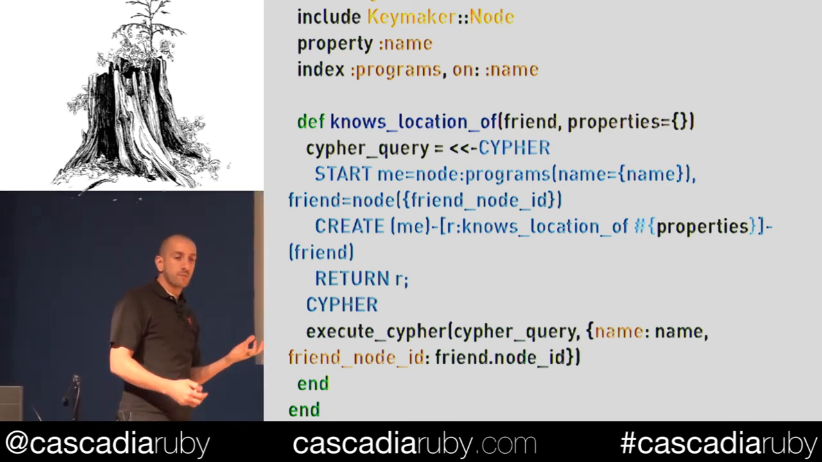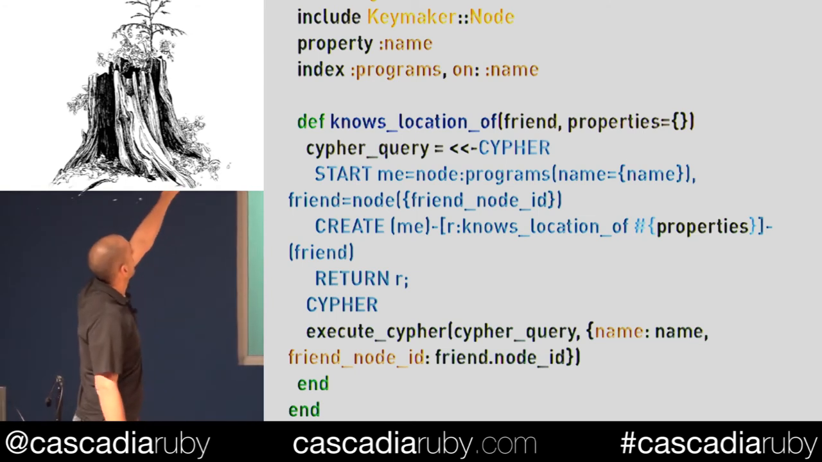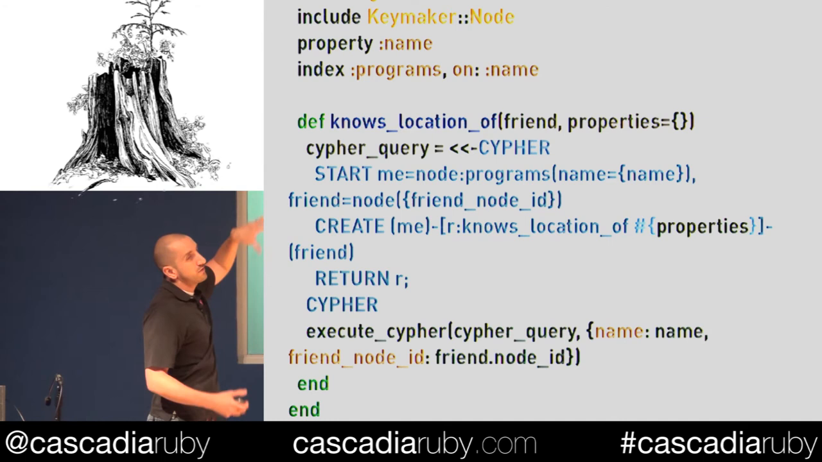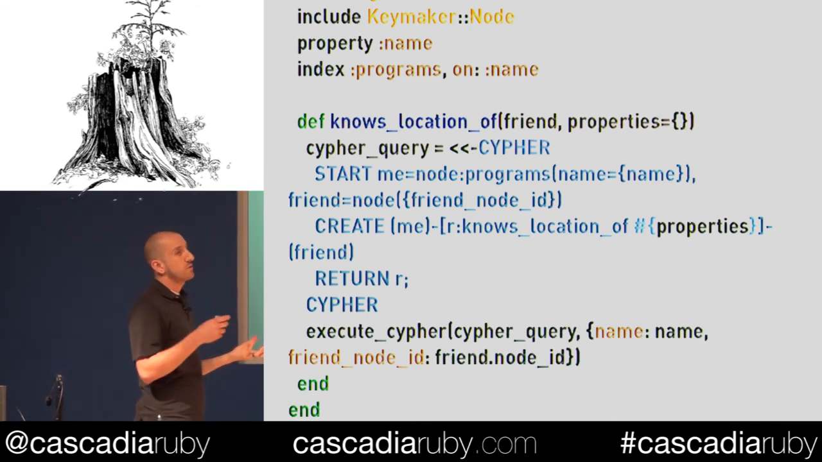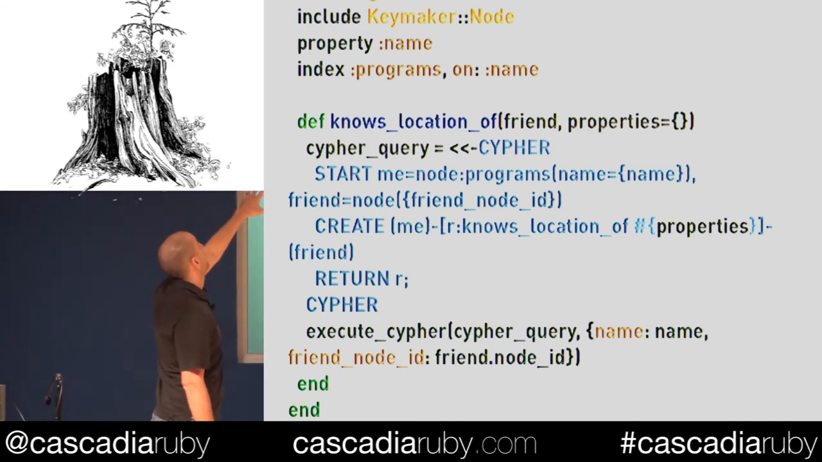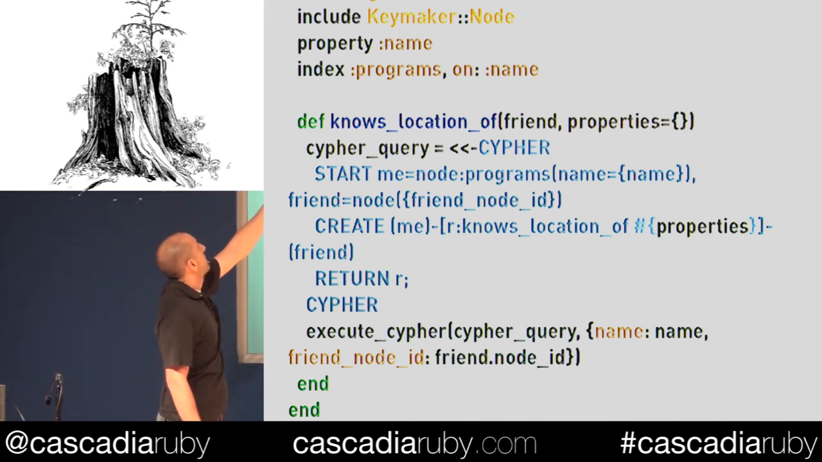So for the program, because we have programs and we have humans, you would say include KeyMaker node, right? And then you would give it a property. So now this object can only have a name, even though you could technically create more properties. You're making it a little bit more rigid, or more structured, by giving it a name. Then you say, I want to create an index called programs, and I want that on name, or you can do it on name and on email or whatever else, right?